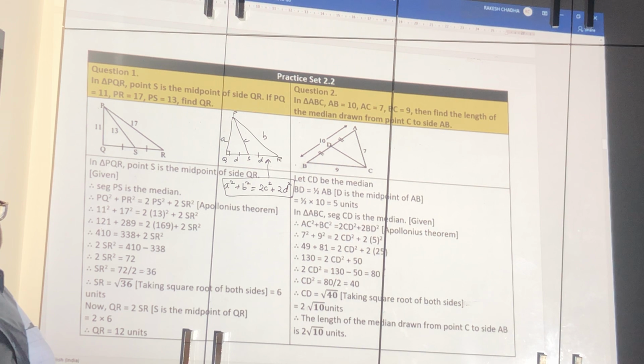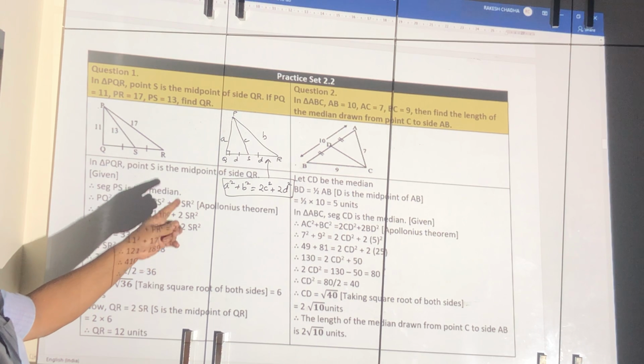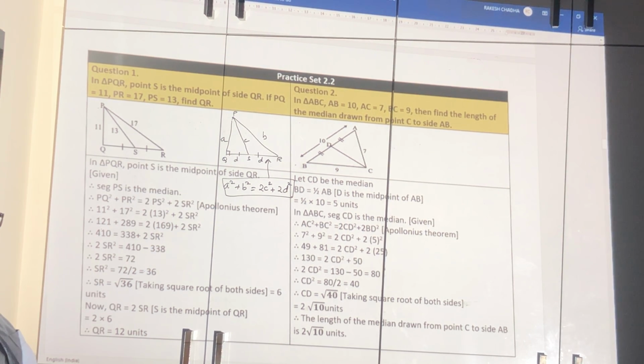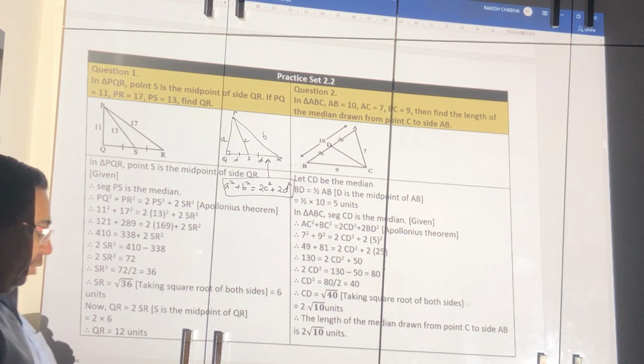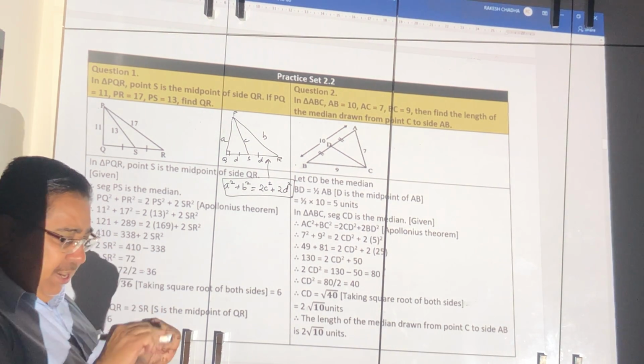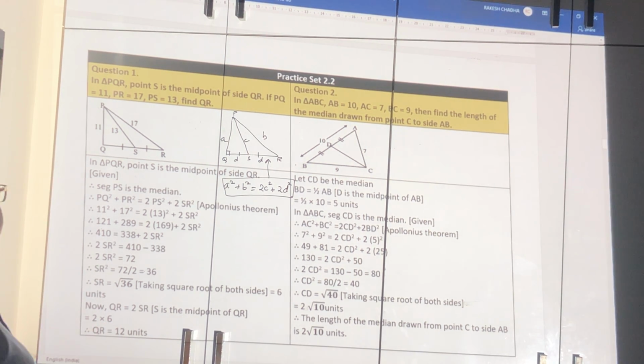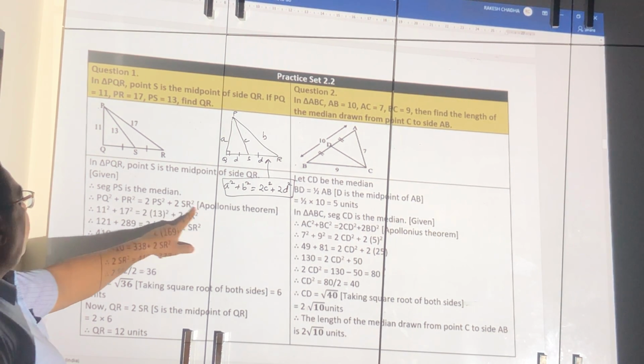Don't put your own ABCD anywhere. So, if the hypotenuse is B and the side is A, and because the midpoint is there, it will become D and D. A square plus B square is equal to 2C square, which is the median, plus 2D square. Shortcut, so that you don't forget. Immediately draw with pencil and then write ABCD of PQR. And life becomes easy. So, I will use Apollonius theorem.